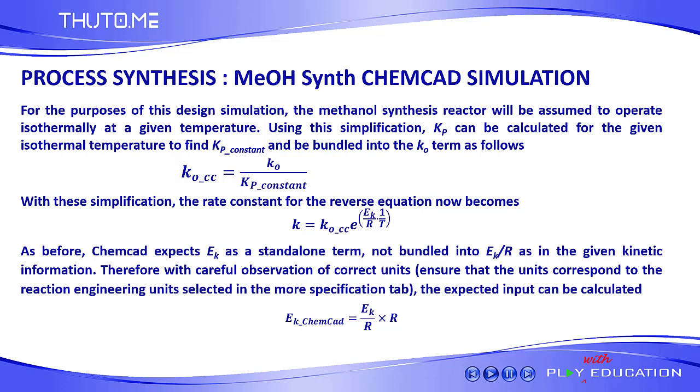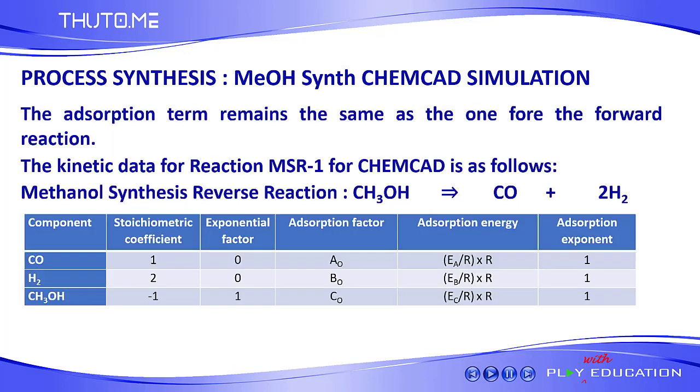And then what you need to do is just handle the Ea over R. As we've said, we're giving you Ea over R, and then you just multiply by R to get the actual value of Ea. Same as before, we look at the reaction. We know that now the syngas gets produced, so their coefficients become positive. Methanol gets used up, its coefficient becomes negative.